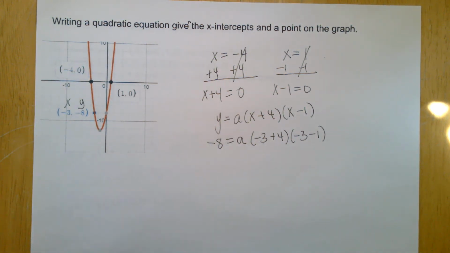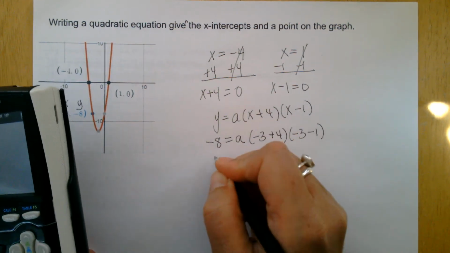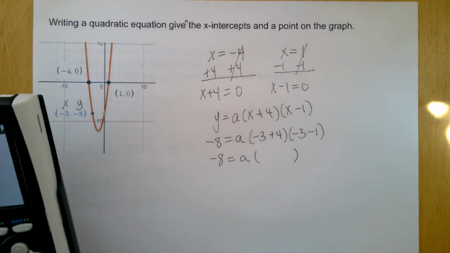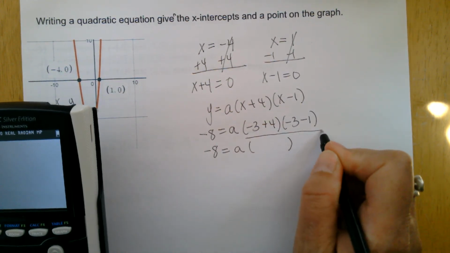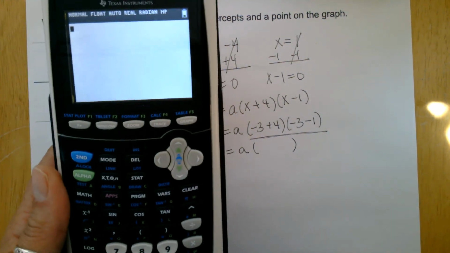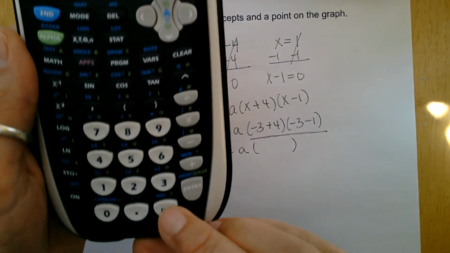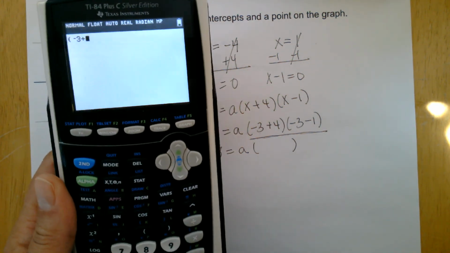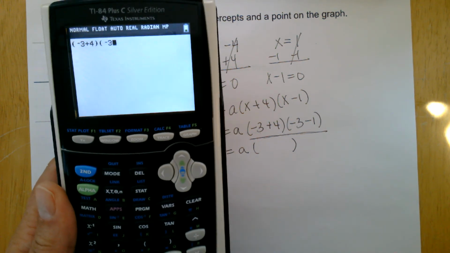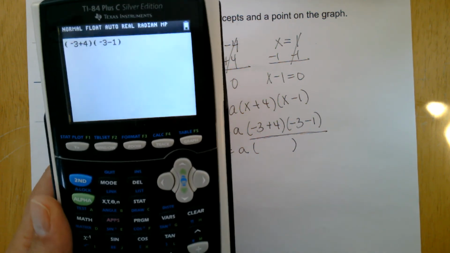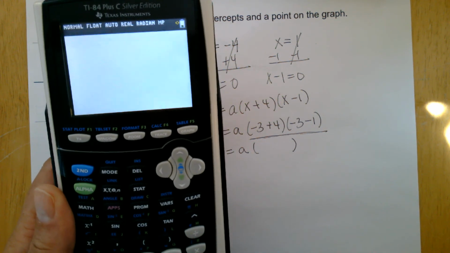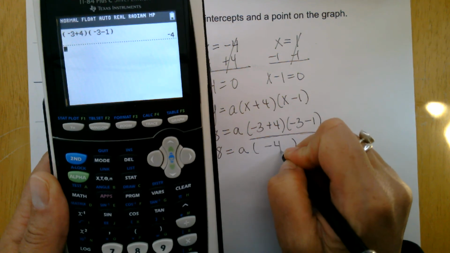Now what I'm going to do is I'm not going to do this out by hand. I'm going to bring down the -8 and the a, and put parentheses here because I'm going to be substituting a number. And I'm going to do this part in my calculator. Parentheses, making sure this is the negative. Negative 3 plus 4, end parentheses. Open parentheses up again. Negative 3 minus 1. Is it correct? Do I have my negatives and my minuses all correct? I do. Enter. Negative 4.